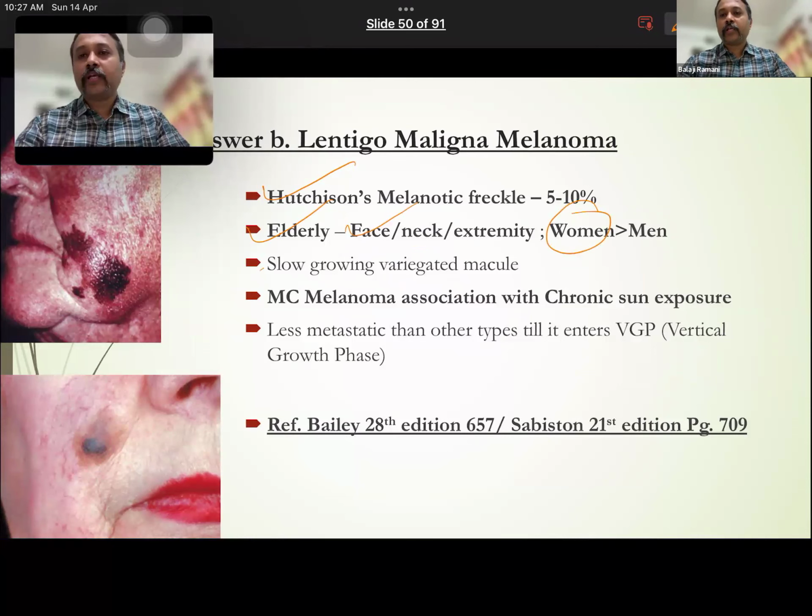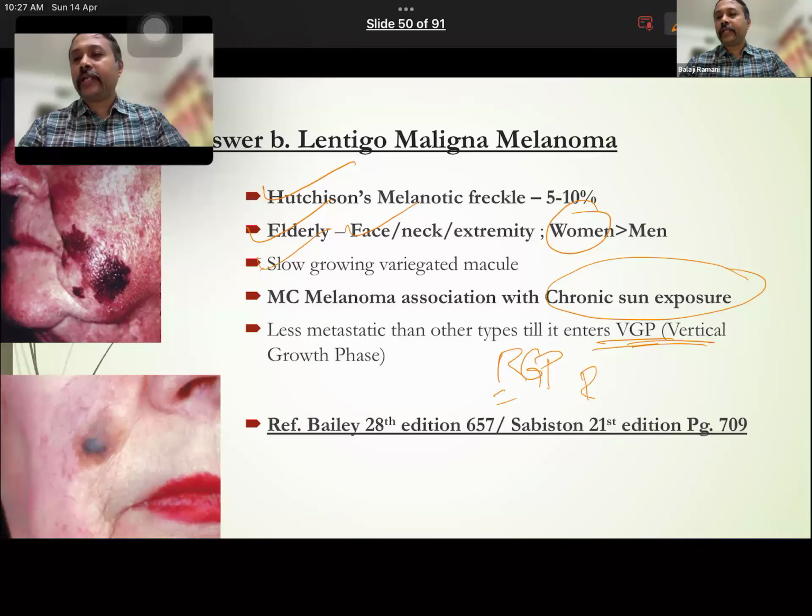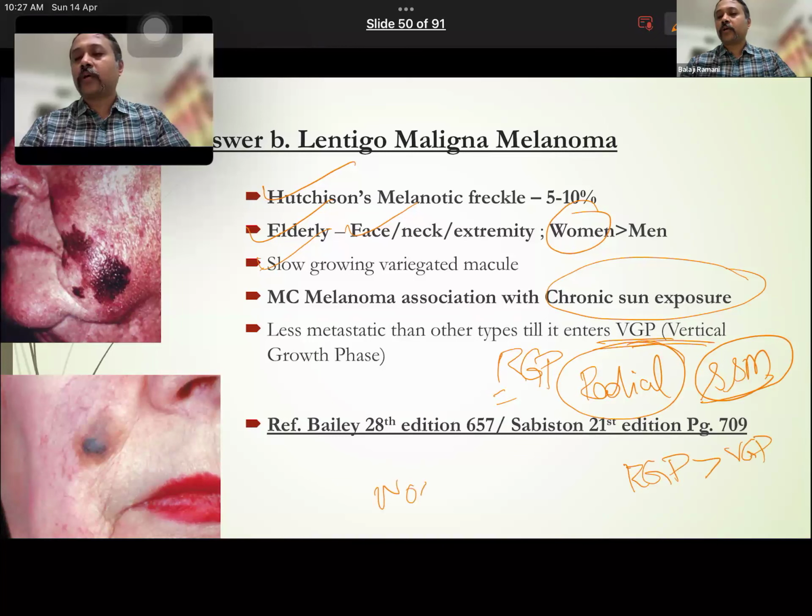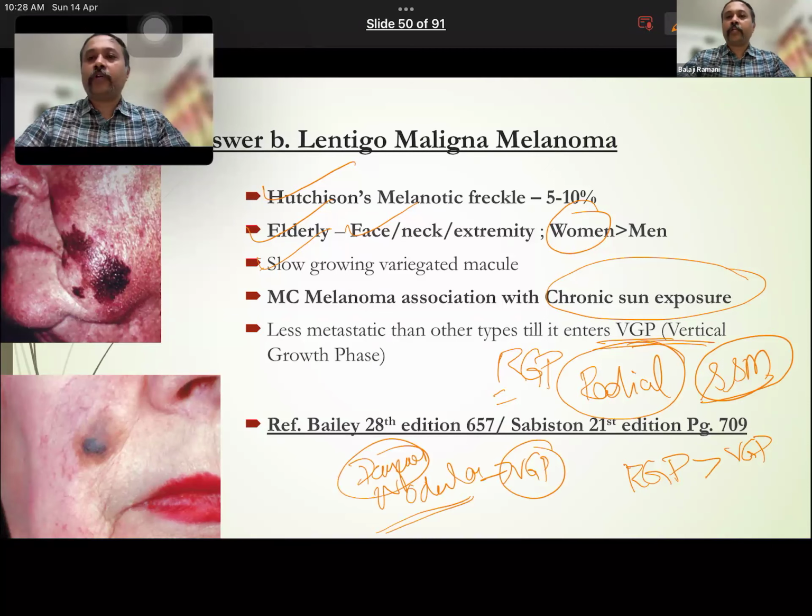It will commonly happen. Slow growing lesion associated with your chronic sun exposure. Generally speaking, it will have a late entry into the vertical growth phase. As we know, there are two growth phases. One is the RGP or the radial growth phase, and then you have the vertical growth phase. Generally, in your superficial spreading melanoma, the RGP will be greater than the VGP. Nodular melanomas, on the other hand, will go straight into your vertical growth phase. That is why the nodular melanomas are dangerous, because they will straight away go into the vertical growth phase.